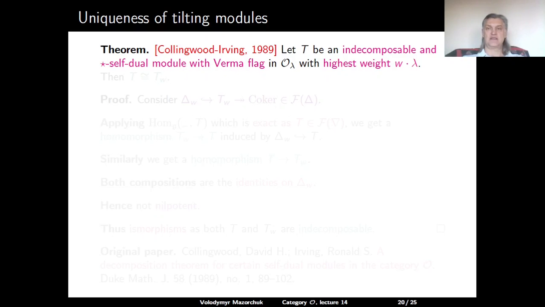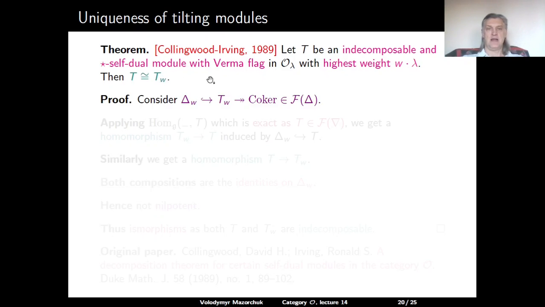The next claim is that tilting modules are unique. In the category O setup, this is due to Collingwood and Irving from '89. Note that this paper predates the paper of Ringel, which gives the general case of quasi-hereditary algebras. So the claim is, let T be an indecomposable module, self-dual with respect to the simple preserving duality, with a Verma flag in category O with highest weight w dot lambda. Then T is isomorphic to the module T(w).